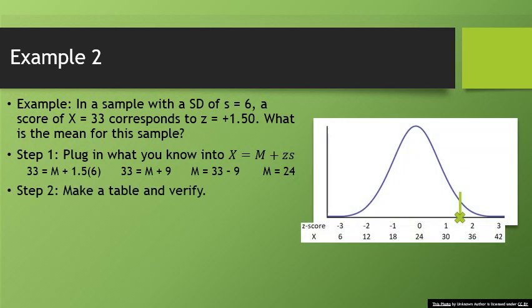So let's make a table and let's verify. So we put the mean of 24 into our table using a standard deviation of 6. And let's plot the score that they gave us of 33, and it corresponds to z of 1.5. Does this all make sense? Yes, it does. It looks good.